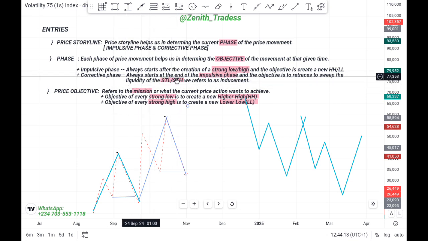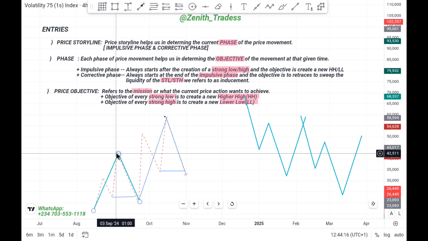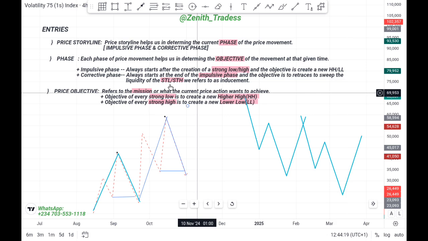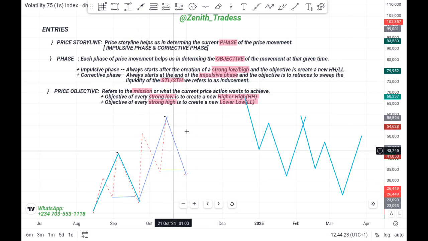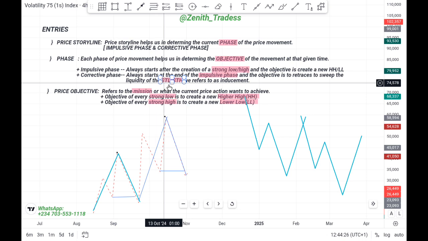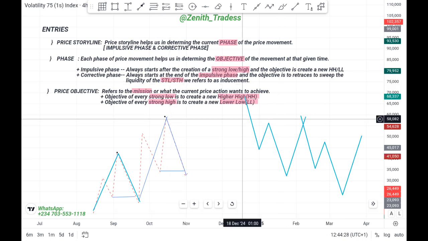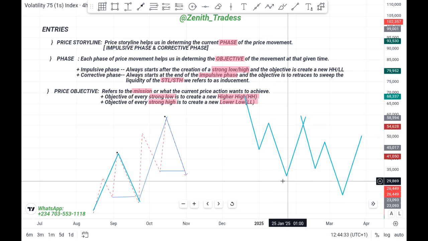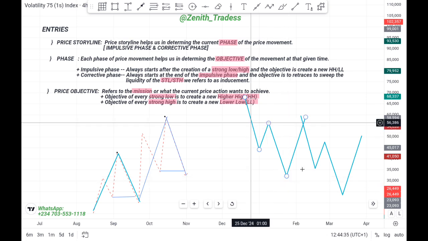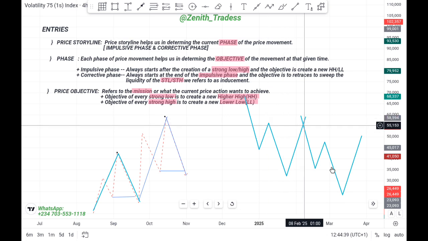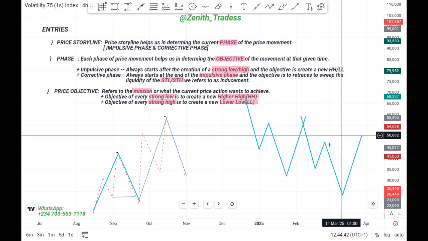The corrective phase starts at the end of an impulsive move, right? And the objective is to retrace to sweep the liquidity of the structural low in an uptrend, which refers to an inducement. For a bearish trend, it will retrace to sweep the liquidity of the structural high. This is the structural high now, the inducement that this impulsive move created before giving us a major low, right? It will retrace to come and sweep the inducement or the structural high before moving down. It will retrace to come and sweep. All right, I hope you can see the sweep there.